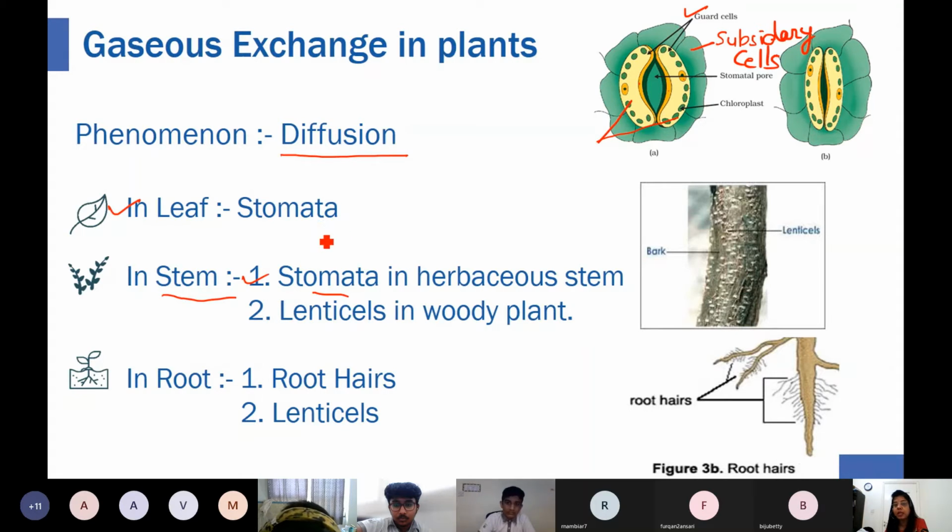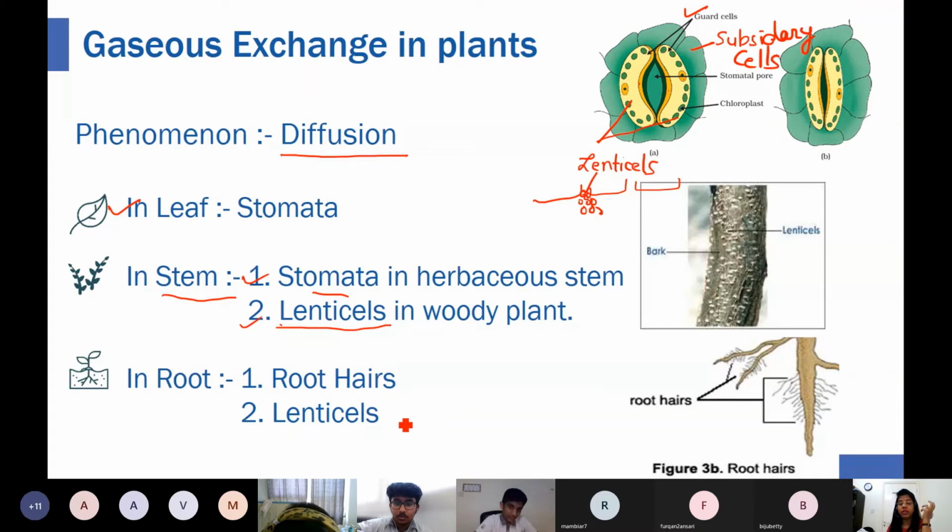So stomata are not only present in the leaf; in the herbaceous stem, the soft stem, stomata are present. But in woody plants, which means trees, they have lenticels. Now lenticel is a new word for us. If you see the bark of a tree minutely, the bark is not continuous; it is ruptured in some areas, and loosely held cells are present there. These loosely held cells present in the bark of the tree are called lenticels.